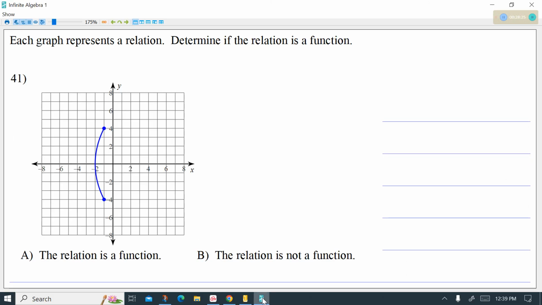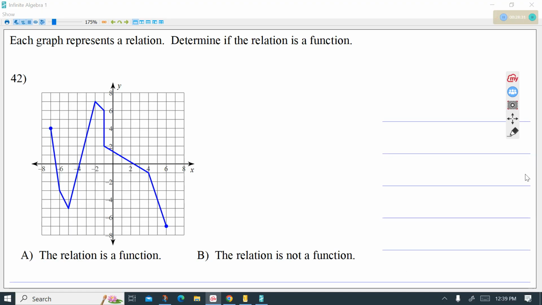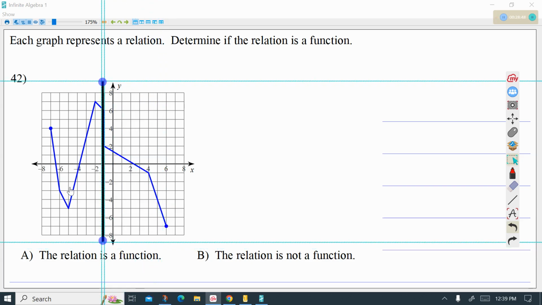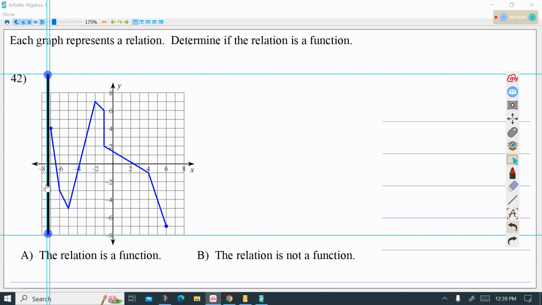So now we'll take a look at the next thing. Let's see what happens with 42. Okay, can we get a vertical line that crosses this in more than one place, I wonder, right? Well, that's what we're going to do. So we'll put our vertical line right here. Then we'll scan it. Okay, so we could start on either side. Like I said, let's start on the left this time. All right. So I'm going to scan this one.